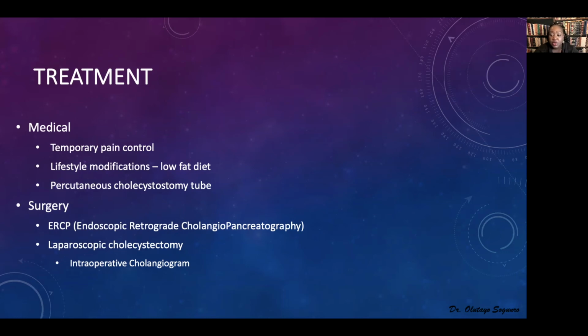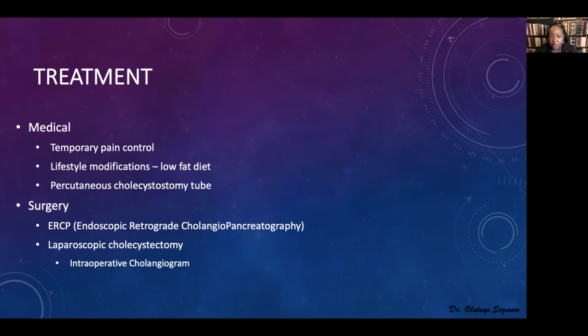If there is choledocholithiasis or concerns of it, an ERCP can be performed. An ERCP is an endoscopic retrograde cholangiopancreatography, which is usually performed by a gastroenterologist. Ideally, it's performed prior to cholecystectomy, and it's done to clear the common bile duct of stones and debris, and sometimes create a sphincterotomy to help promote drainage of the common bile duct.